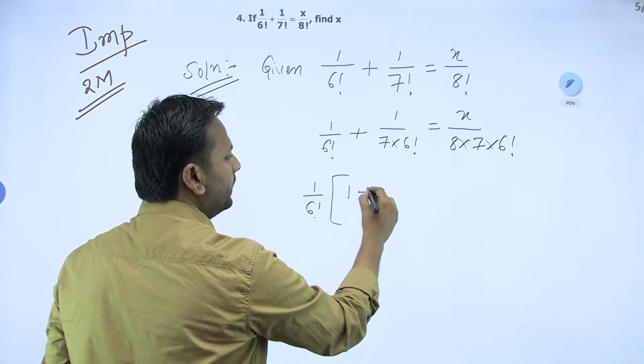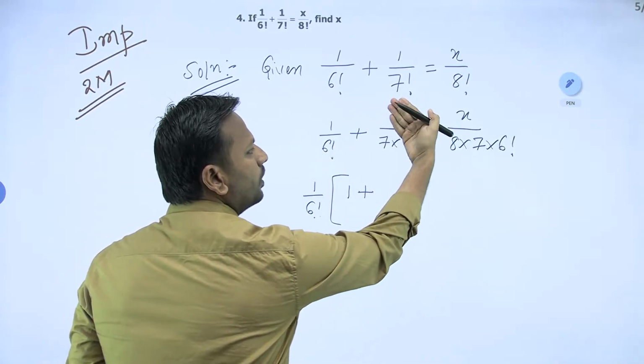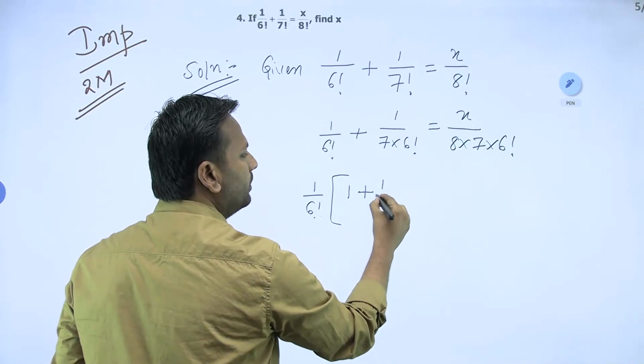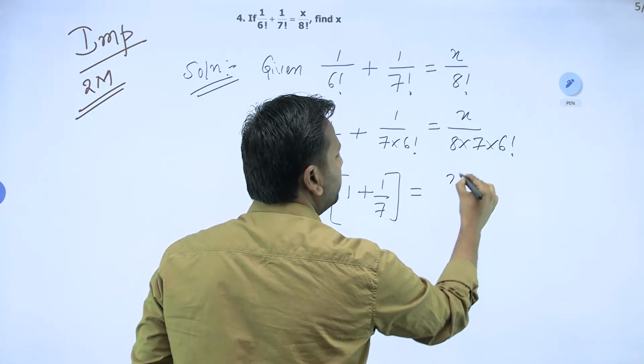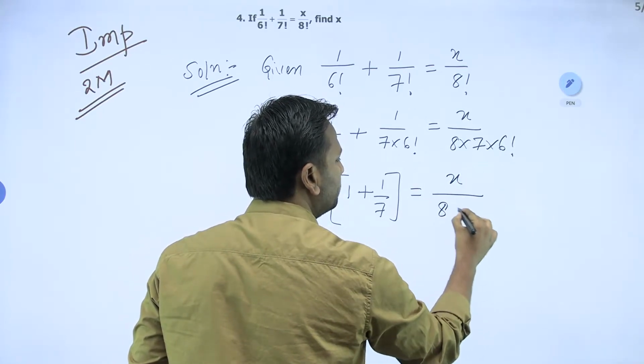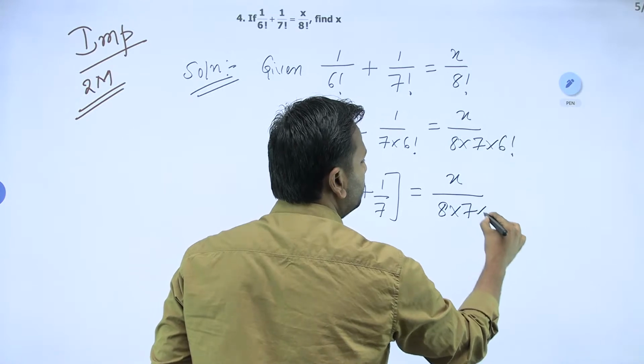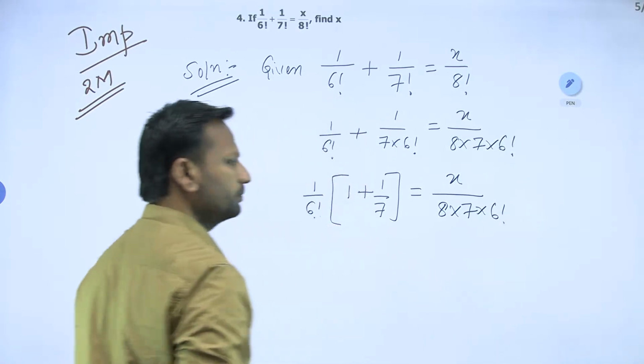Next, plus 1 by 6 factorial I took outside here. What remains? 1 by 7 remains. Got it? Now you see, x divided by, let me keep as it is. Do not disturb this. 8 into 7 into 6 factorial.